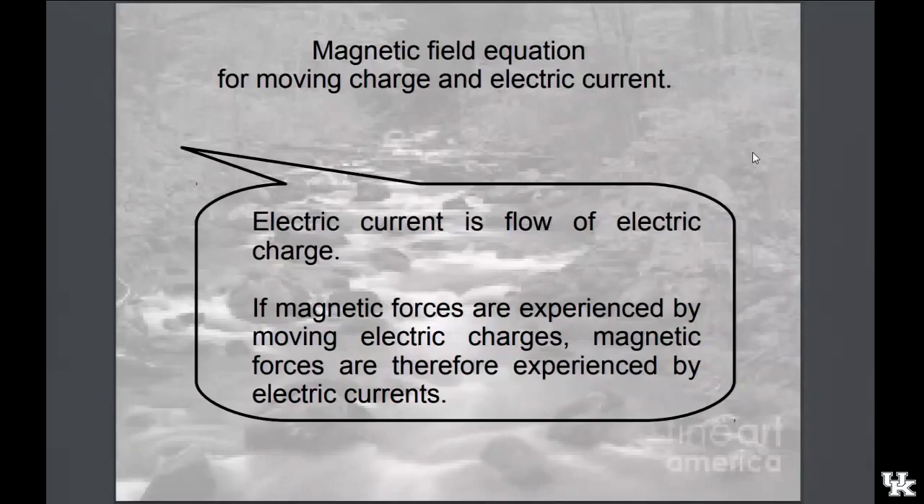So if a moving electrical charge experiences a magnetic force when in a magnetic field, which is what we met last class, then it must be that a collection of moving electric charges, which is electrical current, also experiences a magnetic force when that current is in a magnetic field. And we're going to write the field equation in terms of both a single moving charge and an electrical current. So that's the next slide.